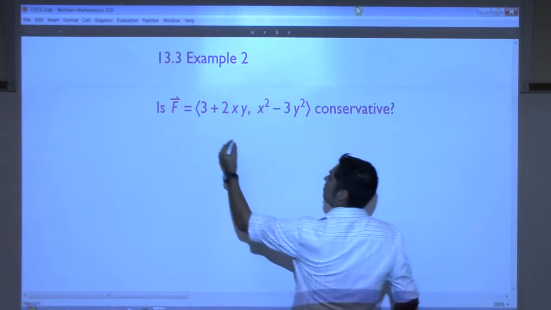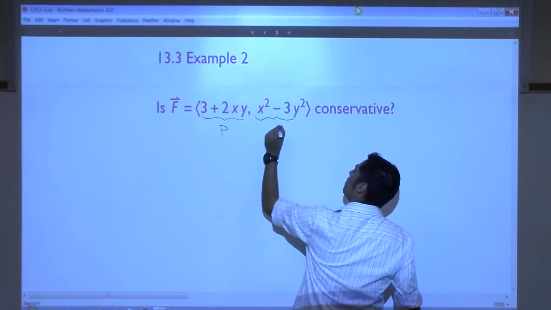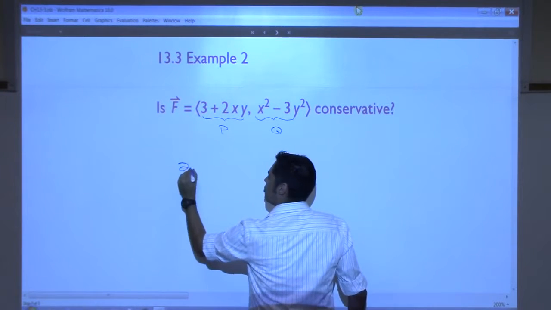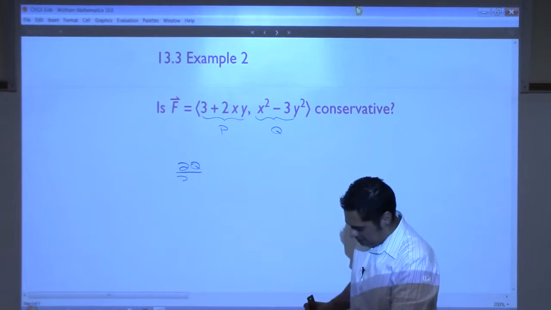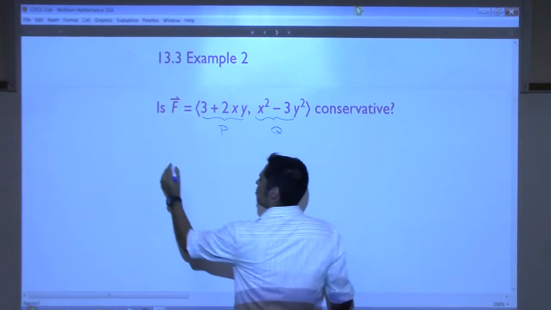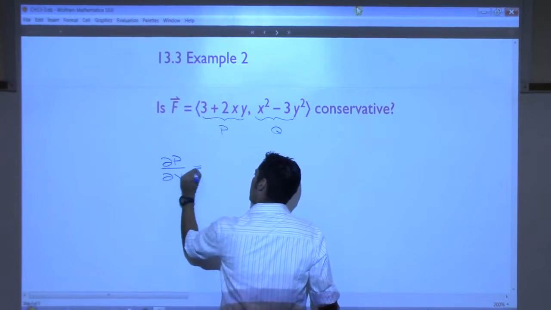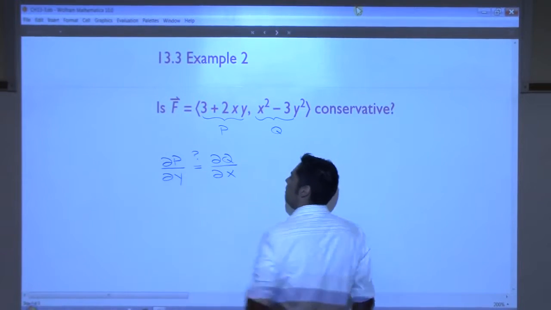So I'm going to call this one right here P. Call this one right here Q. And I'm just going to do a quick check. Is the partial of Q with... I keep on doing it backwards. I did this in the homework also. I'm going to follow the notes. Here's what I'm checking. Is the partial of P with respect to Y equal to the partial of Q with respect to X? Yes or no?